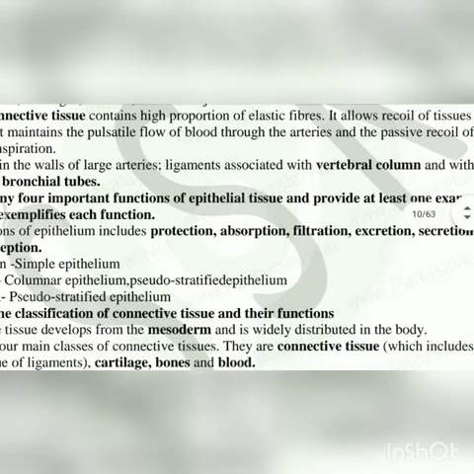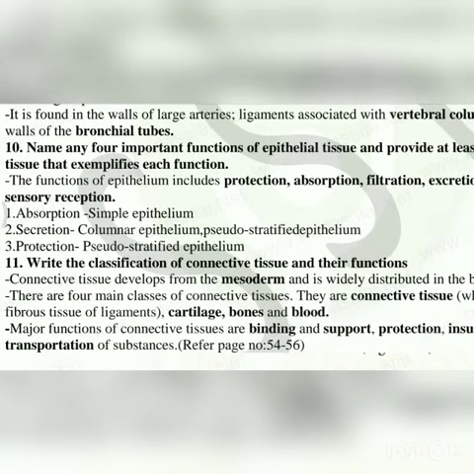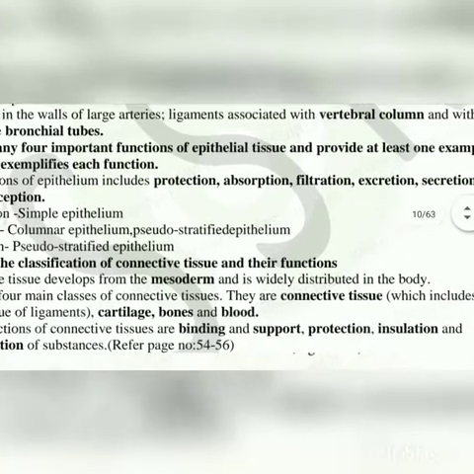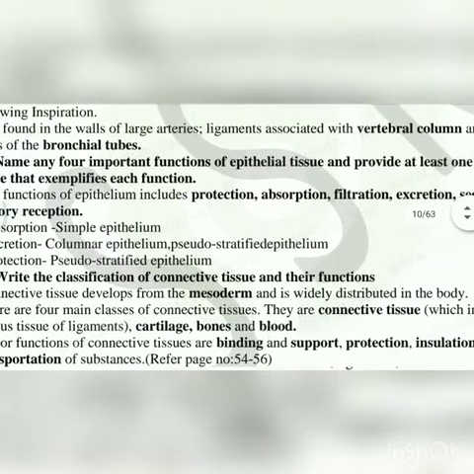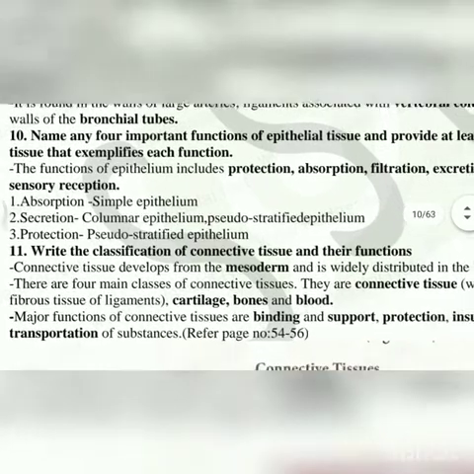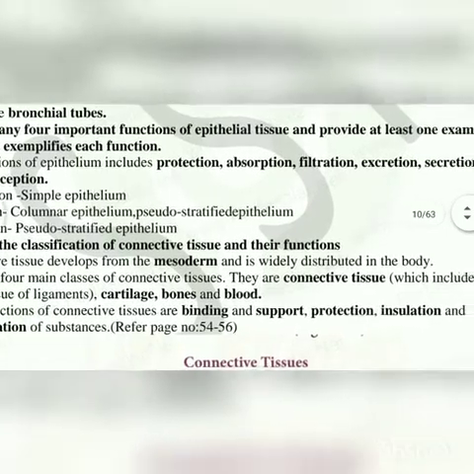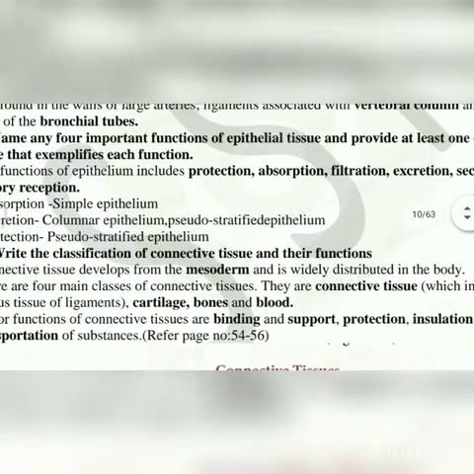Next one, name any 4 important functions of epithelial tissue and provide at least one example of a tissue that exemplifies each function. So name any 4 functions of epithelial tissue. What are the functions? Protection, absorption, filtration, excretion, secretion and sensory function. So they have given at least one example. Absorption, epithelium is helpful for absorption. And then secretion, columnar epithelium, pseudostratified epithelium which is helpful for secretion. And for protection, pseudostratified epithelium is present.